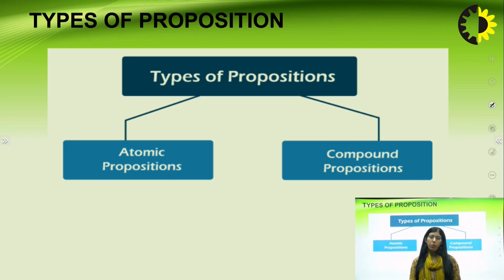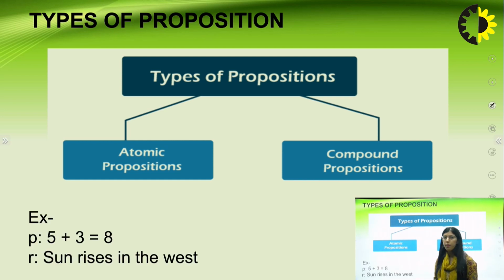Moving on to the types of proposition. First one is atomic proposition. In atomic proposition, we have only individual statements which are either true or false. But in case of compound propositions, we have connectors which combine two or more statements which result definitely in true or false. For example, as we can see here, this is a single statement, 5 plus 3 equals 8. And in the second statement, sun rises in the west. Both of these statements result in either true or false, and these are individual statements. So these are examples of atomic propositions.